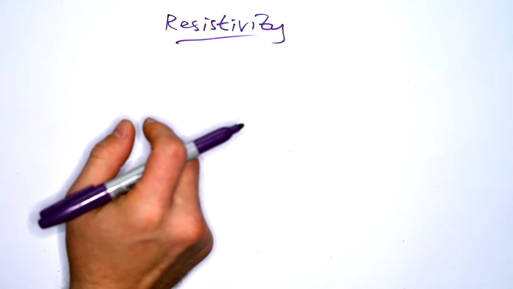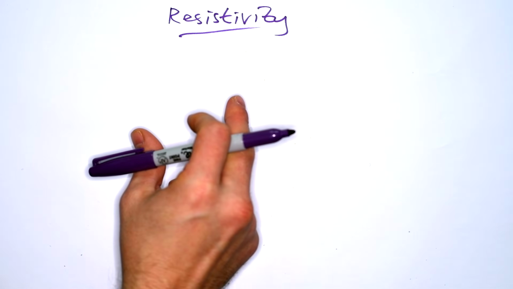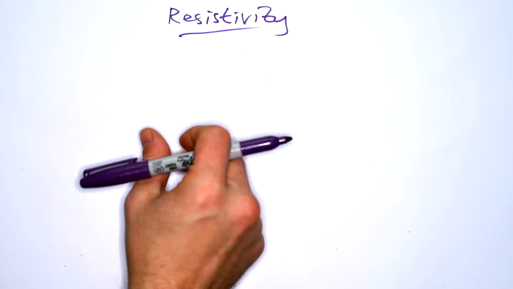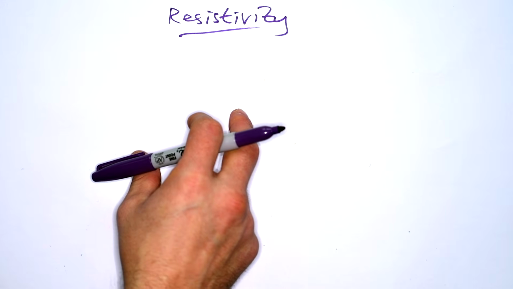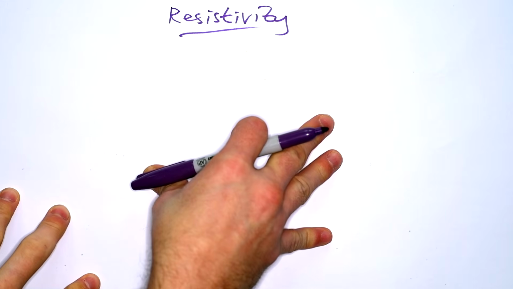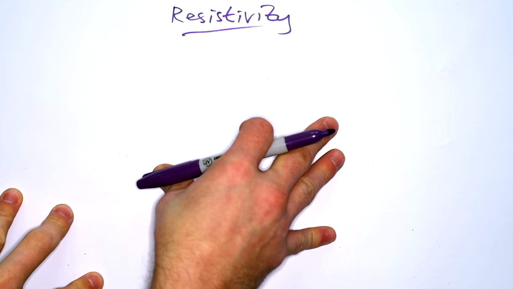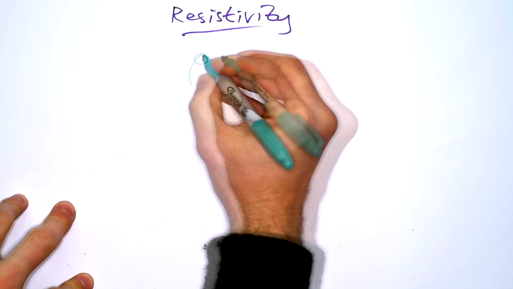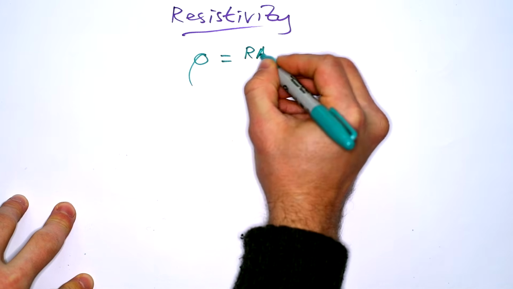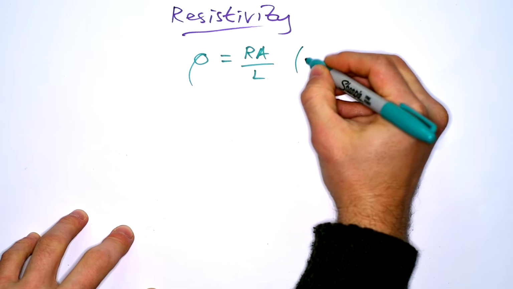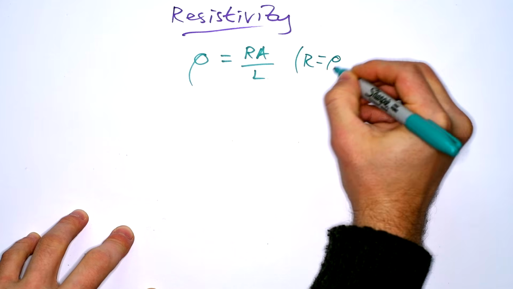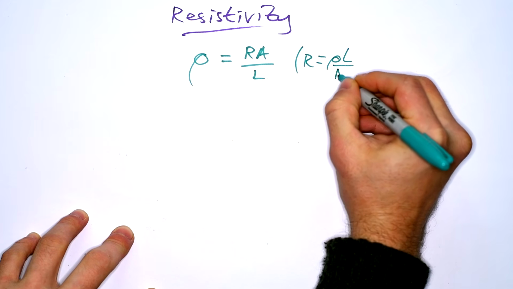Alright, welcome to the A-Level Physics Practical investigation into how the resistance of a wire changes with length or cross-sectional area. Or in other words, finding the resistivity of a piece of wire. The equation for resistivity, ρ equals RA over L. Or the alternative version is R equals ρL over A.